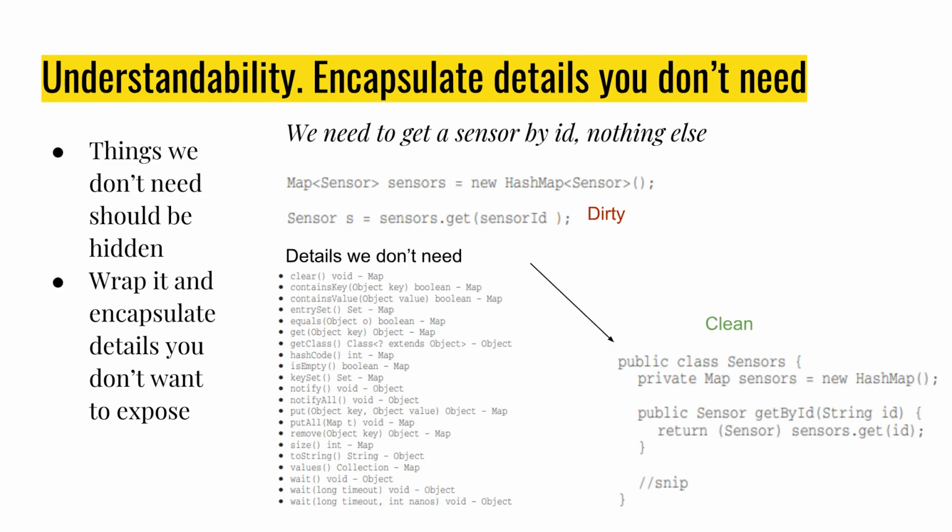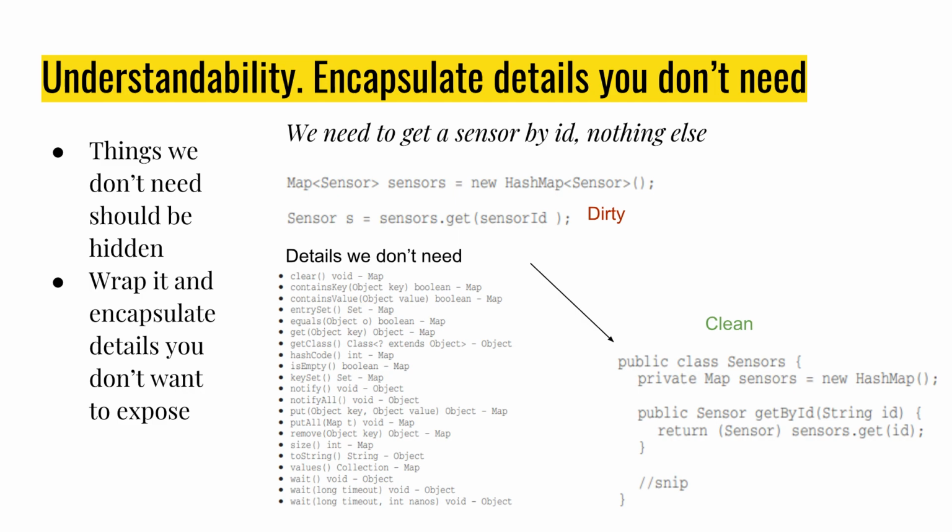So, encapsulation and boundary conditions and boundaries: interfaces or entities through which we communicate or through which we access something that we need. So this is an example taken from Java. Java has a map class, and the map class has a bunch of methods. And let's say our case is that we only want to get a sensor by ID. That's all we want, nothing else.